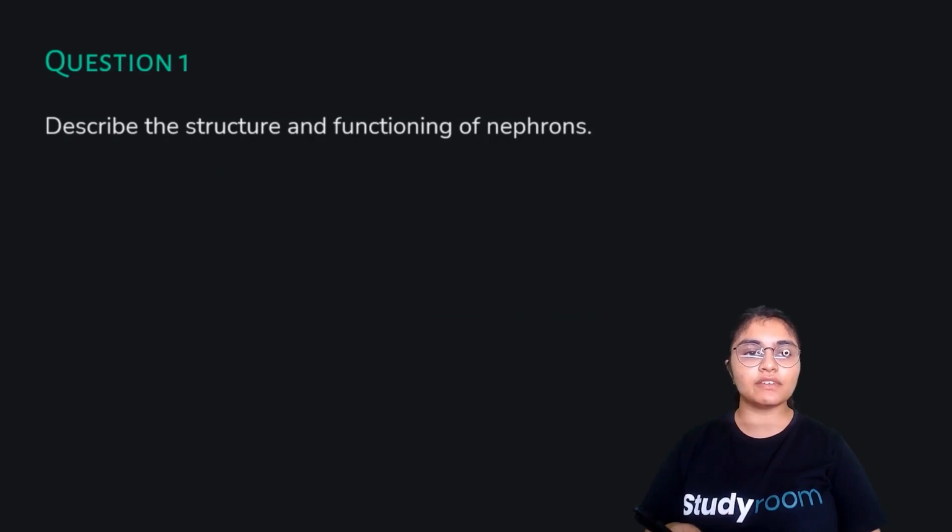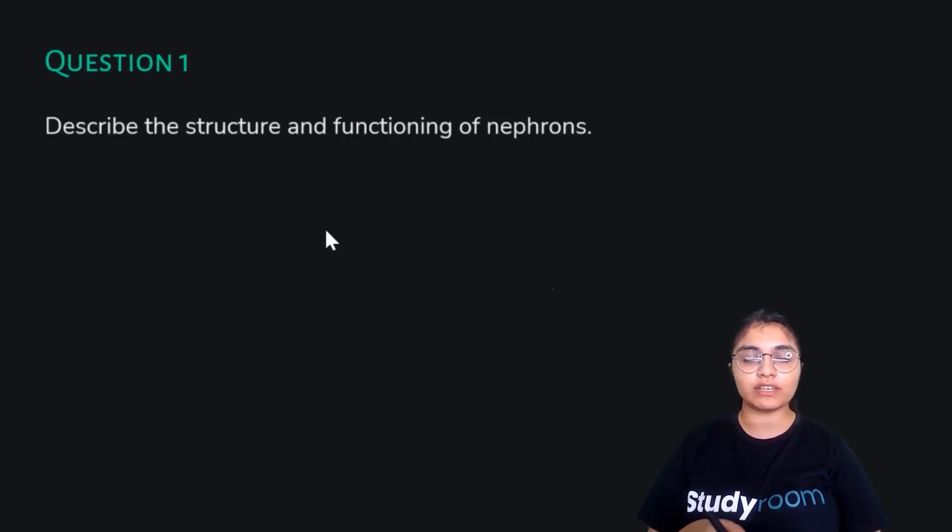Now the questions one by one. For question number 1, we have: describe the structure and functioning of nephrons. We have already discussed the structure of nephrons. There is this network of capillaries known as glomerulus. Then we have the Bowman's capsule.